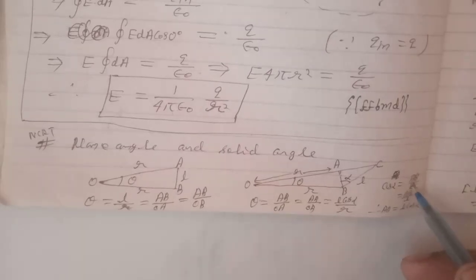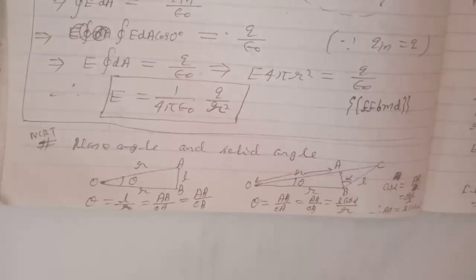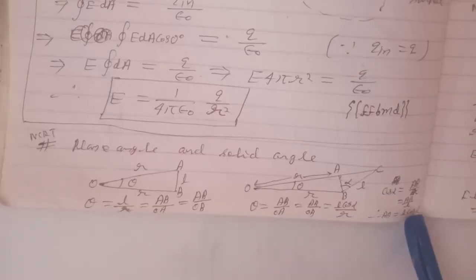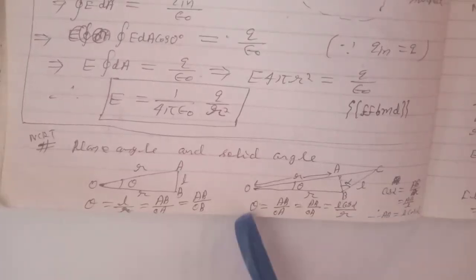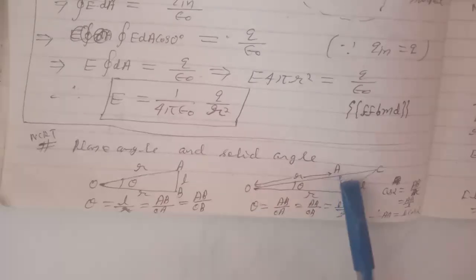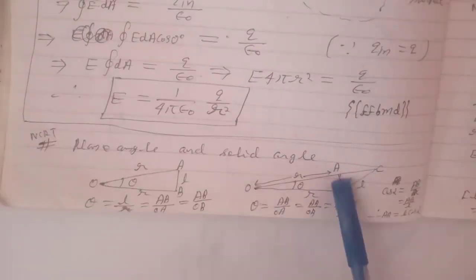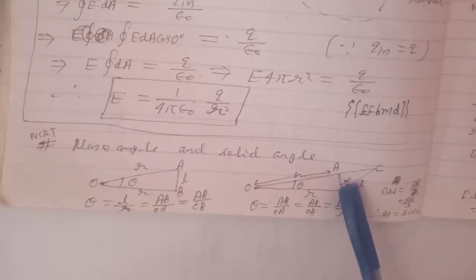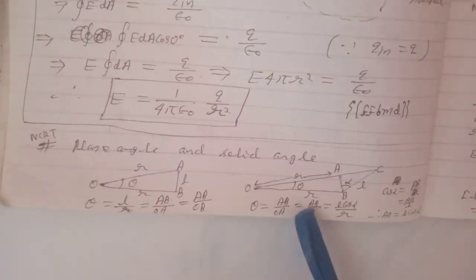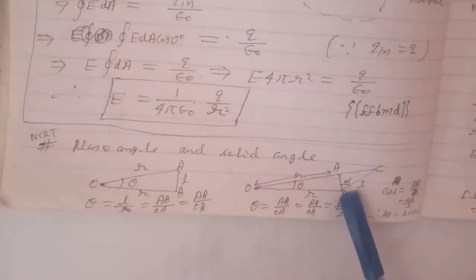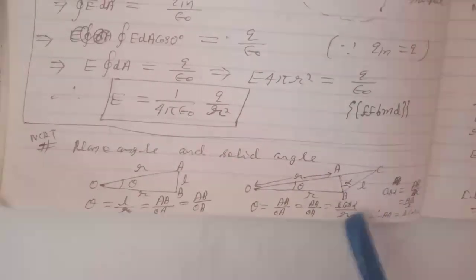AB by BC. So AB by L, this implies, hence AB will be L cos alpha. So we know that theta is L by R, meaning arc length divided by distance. So arc length here is AB. So theta equals AB by OA or AB by OB. Now the value of AB is L cos alpha. So this will be L cos alpha by R.